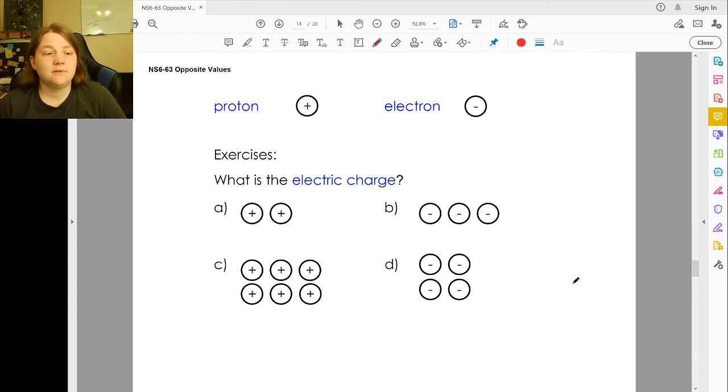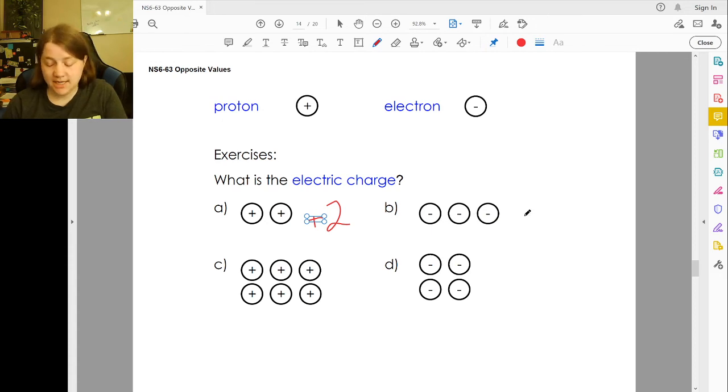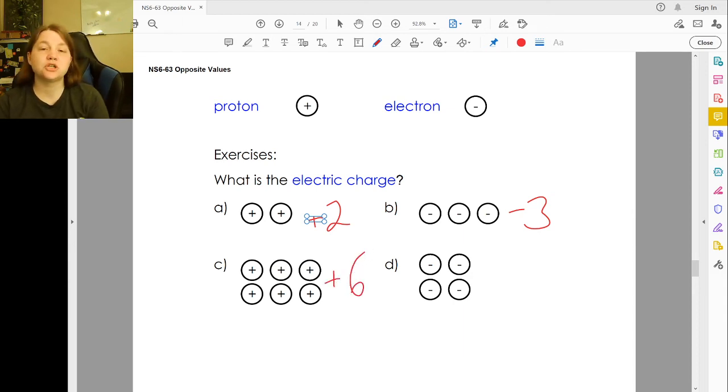Look at this. Now we have pictures. Proton, positive. Electron, negative. What's the charge in letter A? Well, I see 2 positives, so that's +2. Letter B, there are 3 negatives, so that's -3. Letter C, there are 6 positives, so the charge is +6. Letter D, 4 negatives, so the charge is -4.